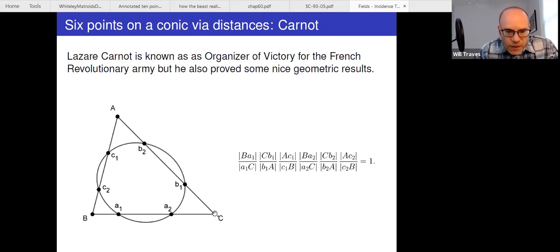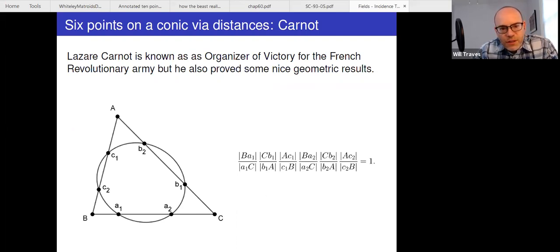And then we keep going. We go from C to B1 divided by B1 to A, and then A to C1 divided by C1 to B. And then we go B to A2 this time, and then divided by the remaining portion, A2 to C, etc. And we keep going around, and eventually, if we get 1, then the 6 points lie on a conic. It's a nice result.